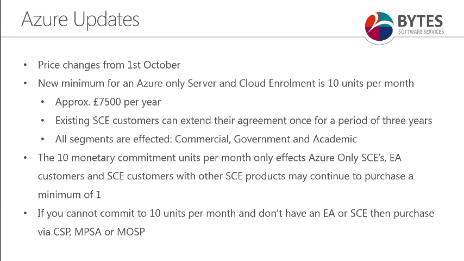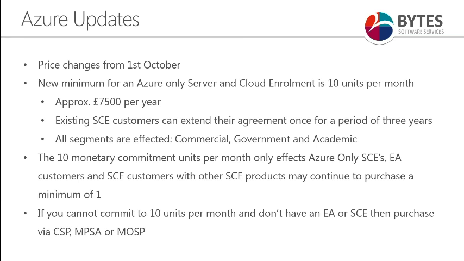There's also a new minimum for signing an Azure-only server and cloud enrollment. Whereas it used to be 1 unit per month, Microsoft have increased that to 10 units per month, which is approximately 7,500 per year as a minimum commitment for the server and cloud enrollment. Existing customers will have the ability to extend the agreement for a period of 3 years when it comes to the end, therefore locking in that minimum of 1. Any new customers will be affected by this change from the 1st of October.